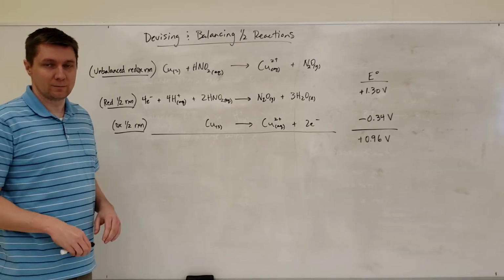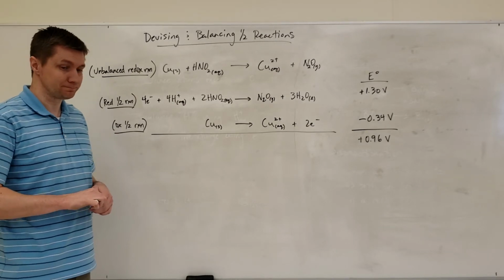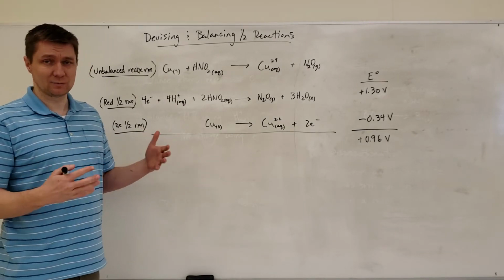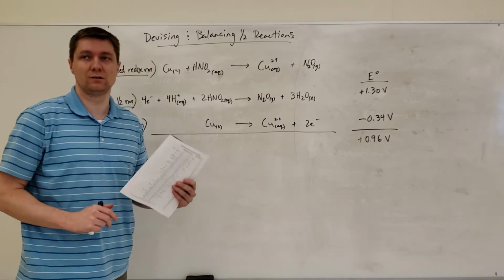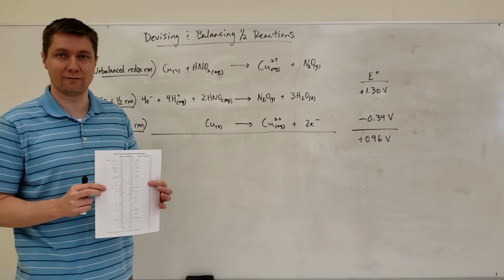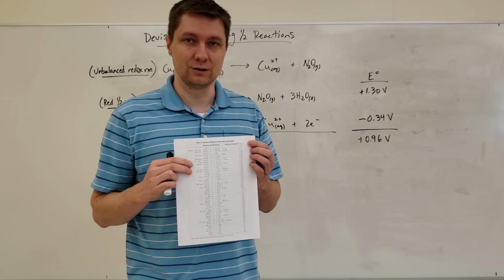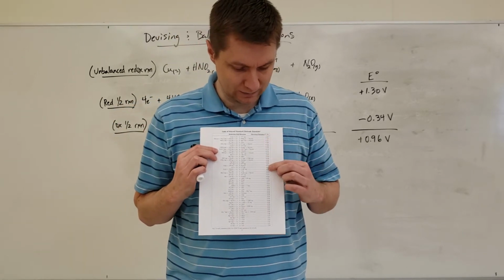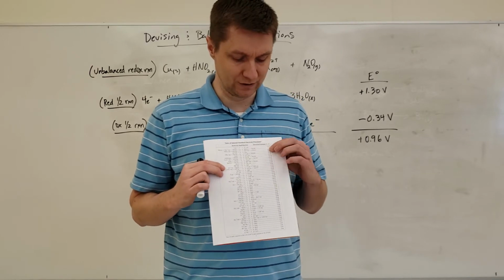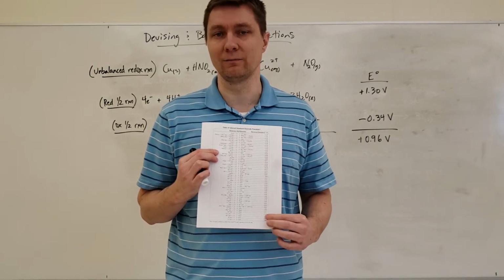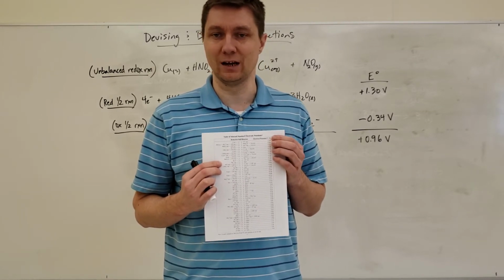So one last concept as it relates to devising and balancing half reactions. We've got one last piece to these half reactions that we need to understand. So if you turn to page 7 in your data booklets to this reduction half reaction table, what you've probably noticed as we've been working through this information is you can see that down the right hand side we have these numbers that are in units of volts. And so you can see some of them are positive and some of them are negative. What this is referred to as is electrical potentials.